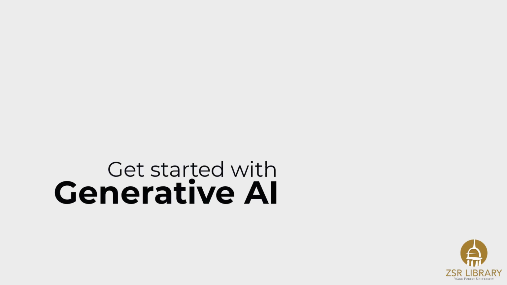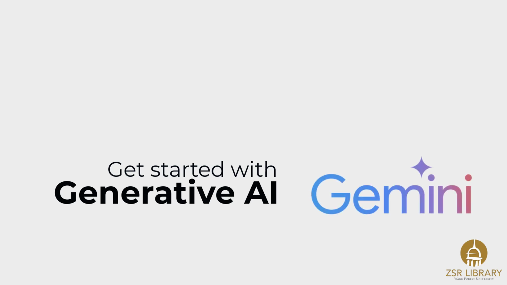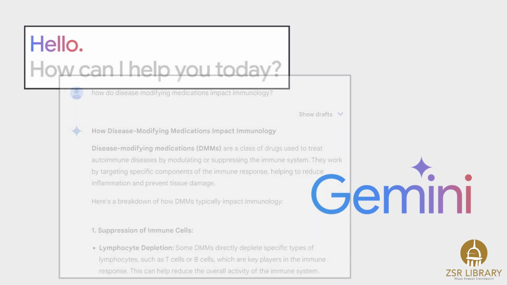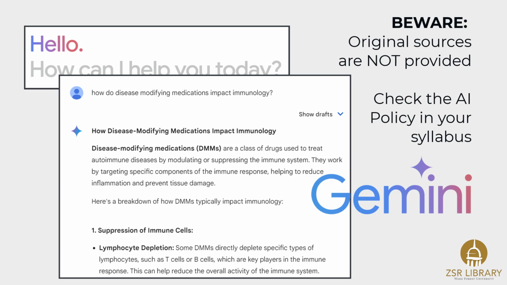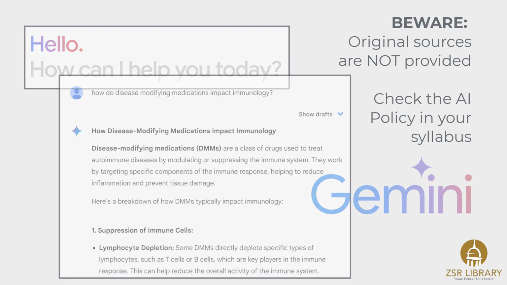Lastly, generative AI is also a way to start your research by obtaining background information on a topic. Take advantage of WFU's access to Google's Gemini by asking questions from simple to robust. Beware, however, that Gemini does not provide sources for the information generated, and make sure you check with your professor on their specific AI use policy, as those can vary from course to course.